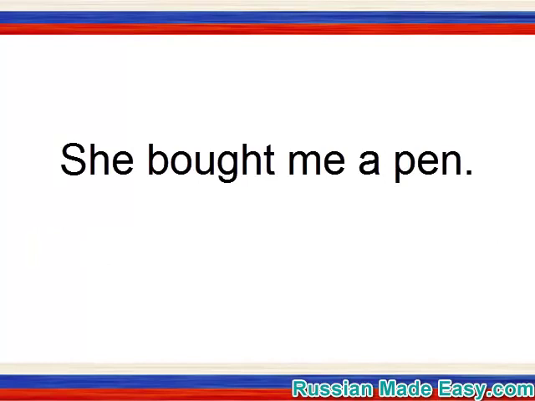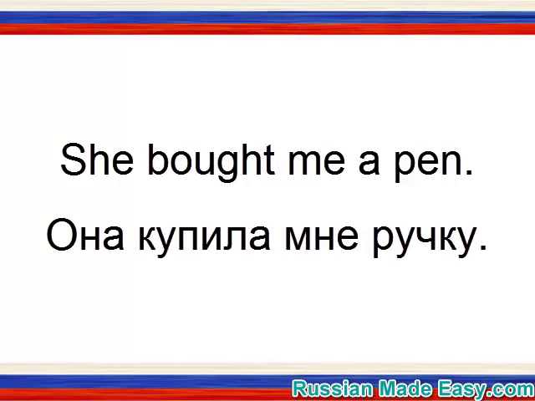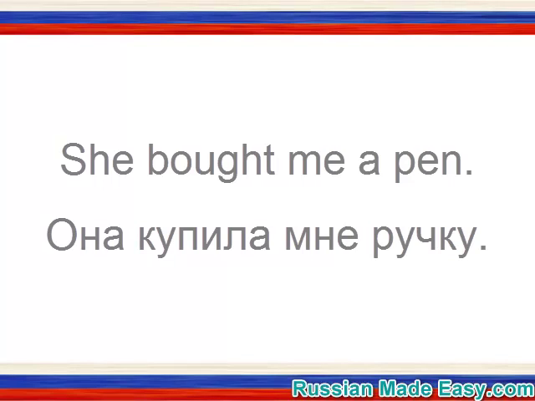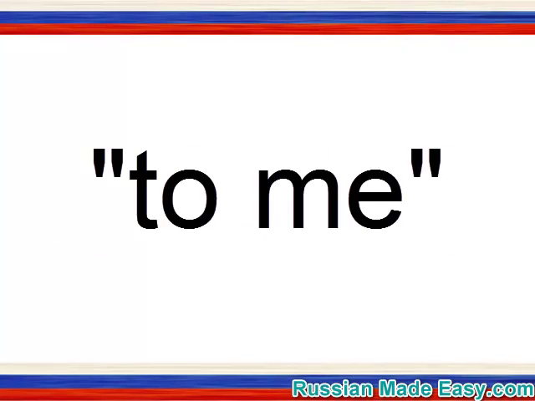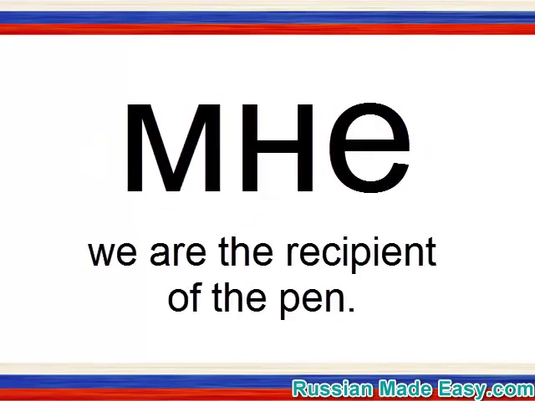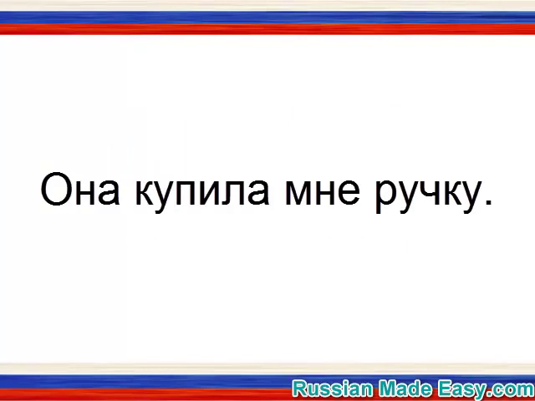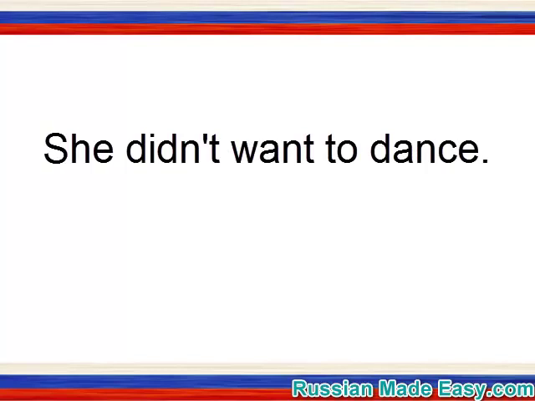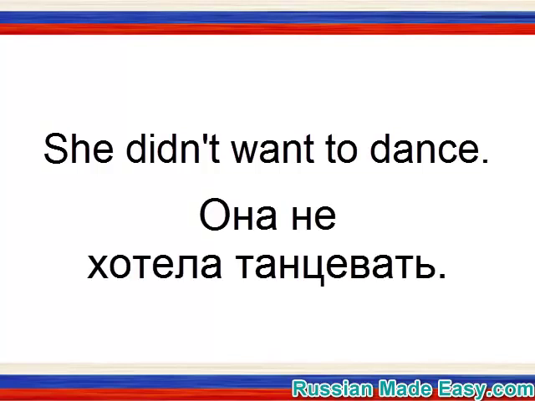Say, she bought me a pen. Она купила мне ручку. Again, we're using the to me form, that is, мне, because we are the recipient of the pen. Она купила мне ручку. Try saying, she didn't want to dance. Она не хотела танцевать.